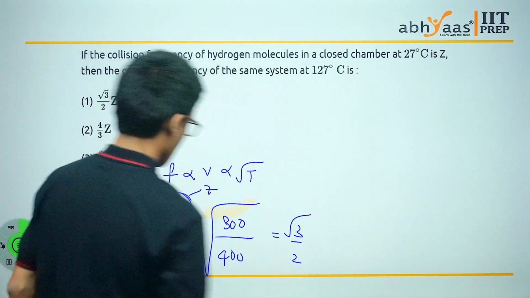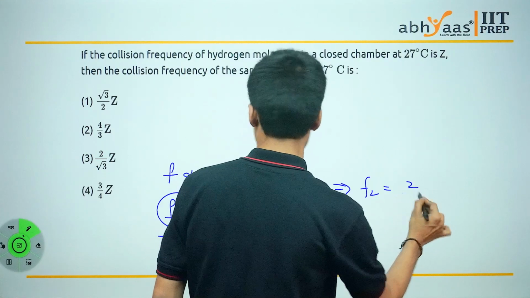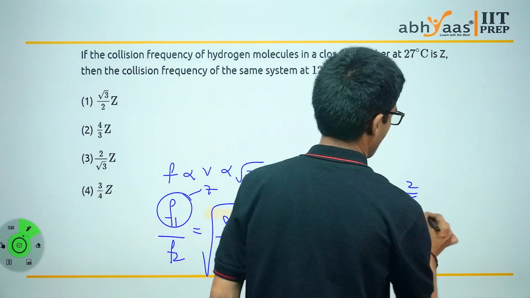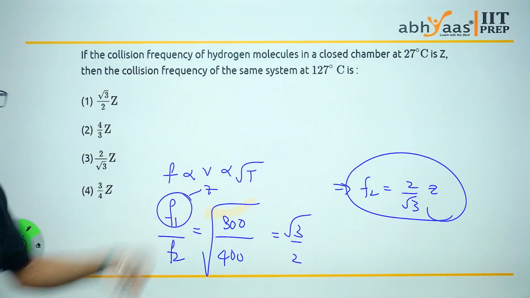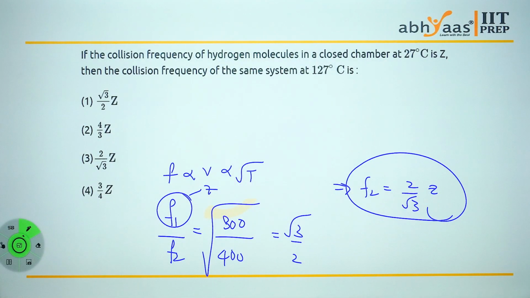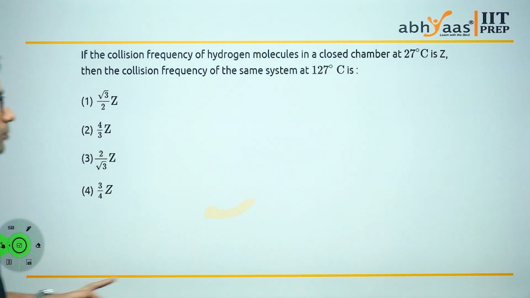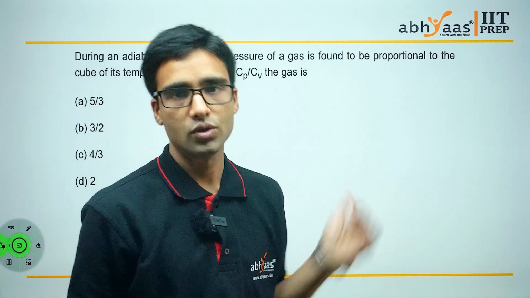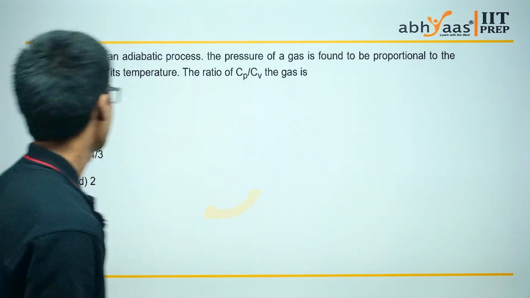Okay, so then what happens? F2 is equal to, if you bring this side to this side, 2 by root 3 into Z. This is the answer. So frequency is directly proportional to root of temperature T, so you will get 2 by root 3. This is the answer. Simple questions, right? Only thing is you need to know how to solve the question using different formulas. Application means if you know, then you will get every answer.